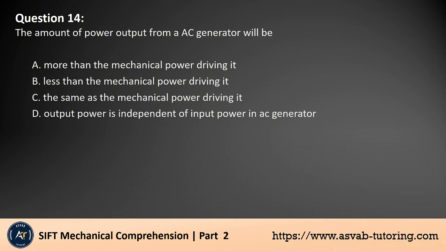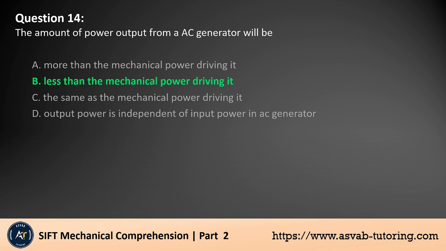Question 14. The amount of power output from an AC generator will be A. More than the mechanical power driving it. B. Less than the mechanical power driving it. C. The same as the mechanical power driving it. D. Output power is independent of input power in AC generator.